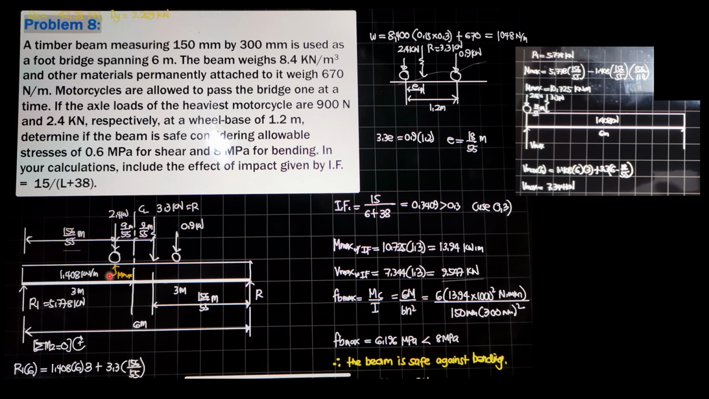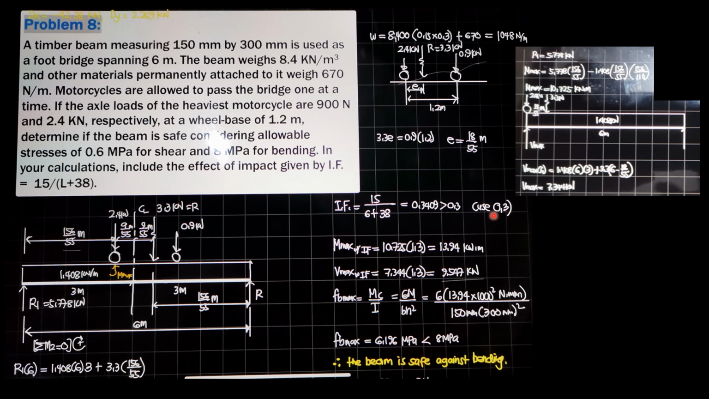Then Mmax, we simply cut the section up to this load, then we sum up moment about that load. So Mmax is 5.778 times 156 over 55 minus the moment of this uniform load, 1.408 times 156 over 55, that's the load, then times moment arm, half of 156 over 55, which is 156 over 110. So computing, Mmax is 10.725 kilonewton meter. This is the maximum moment without considering yet the impact factor.